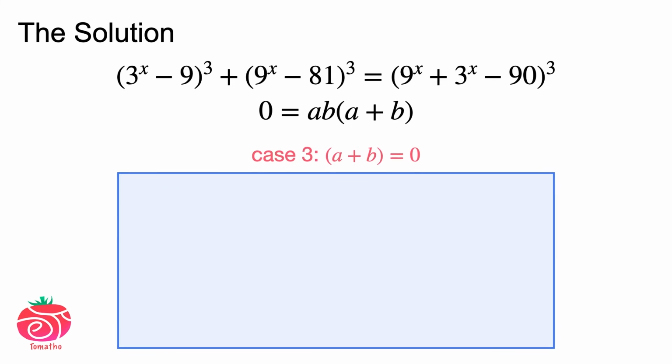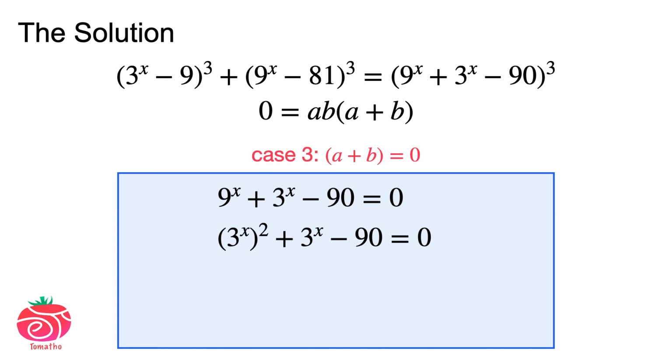And lastly, for case 3, a plus b equals 0, this gives 9 to the power of x plus 3 to the power of x minus 90 equals 0. We know that 9 to the power of x can be rewritten as 3 to the power of x, squared. So we can rewrite it as follows. And this is a familiar quadratic equation that we know. So with simple factorization, we have 3 to the power of x plus 10 times 3 to the power of x minus 9 equals 0.